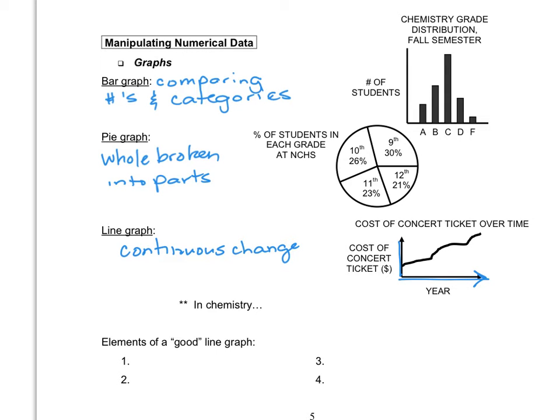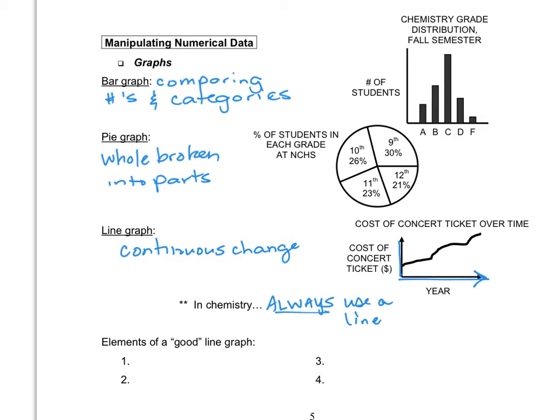Now, in chemistry, we will, I hesitate to say always, but almost always use a line graph. Because most of the time what we're doing is we're comparing our independent and our dependent variable to see what the differences are.